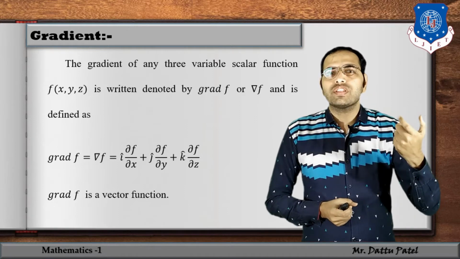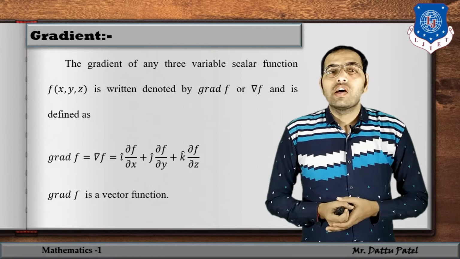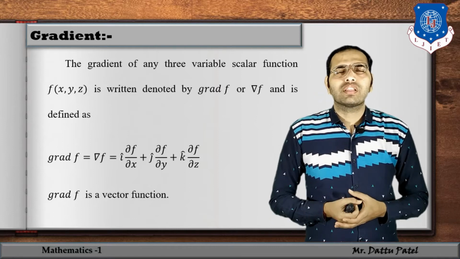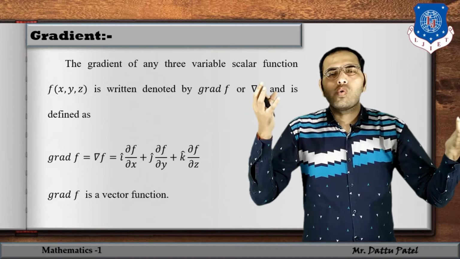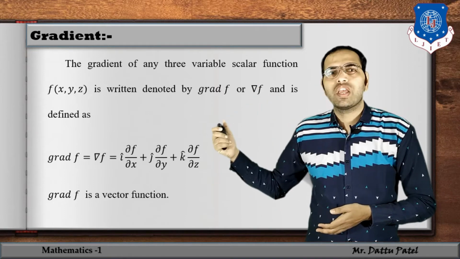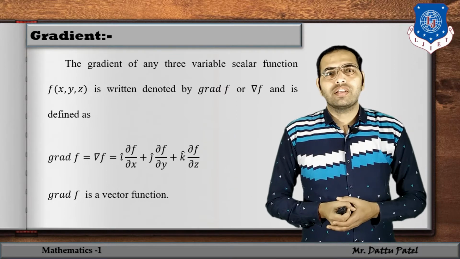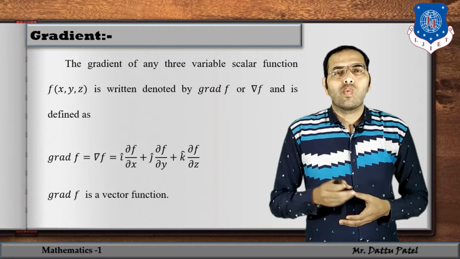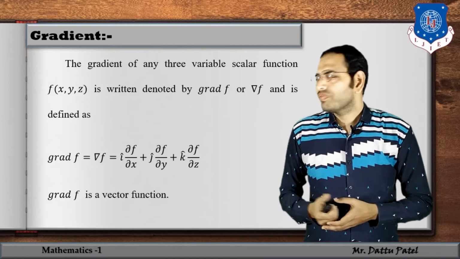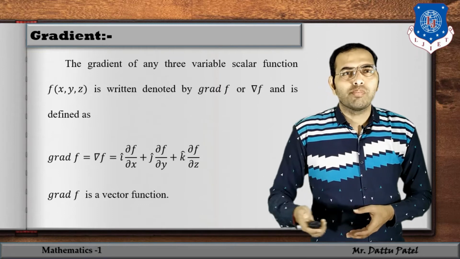Here our question is in the form of a scalar function and the answer we get is in the form of a vector function, that is, it is nothing but a scalar quantity to vector quantity conversion. Here i cap, j cap and k cap indicate the directions of the x axis, y axis and z axis. That means i, j and k cap are the direction components.